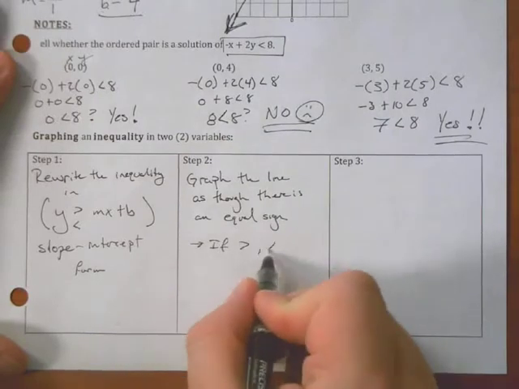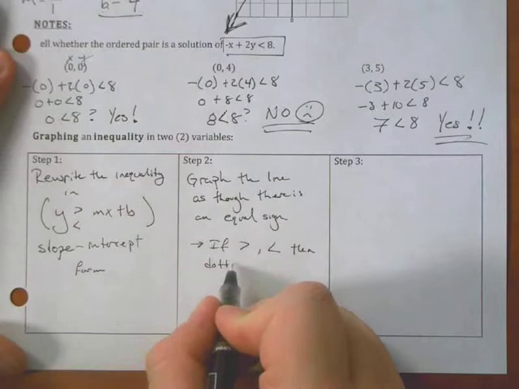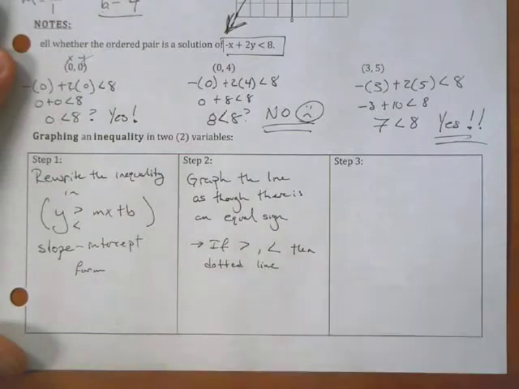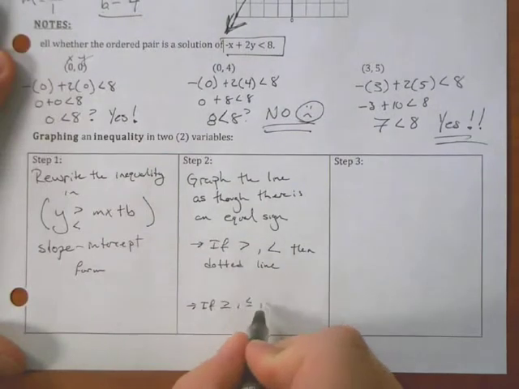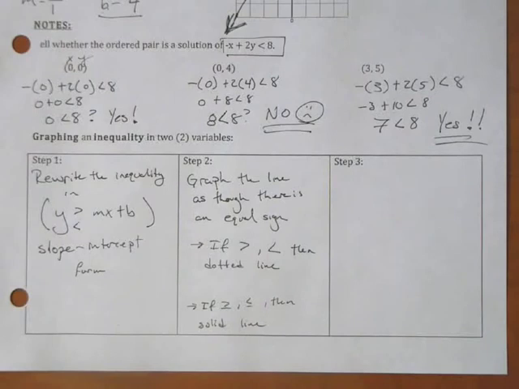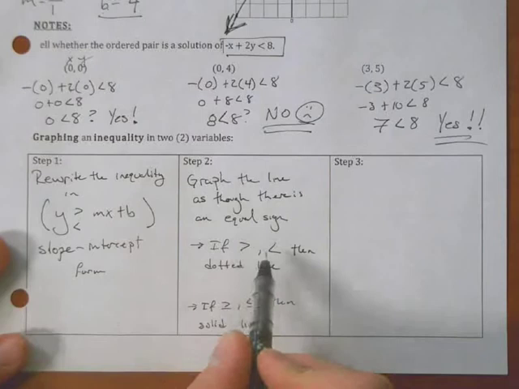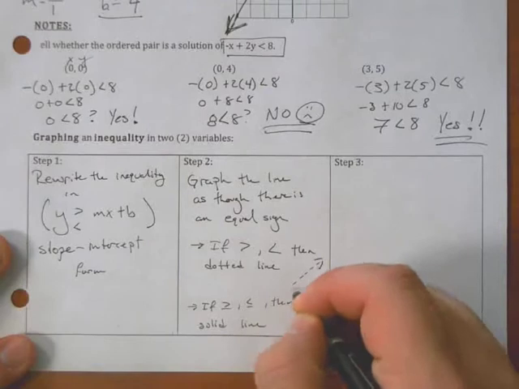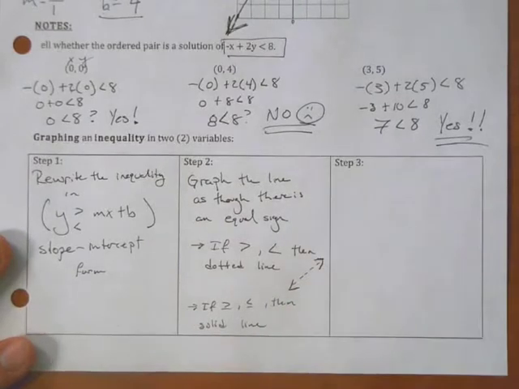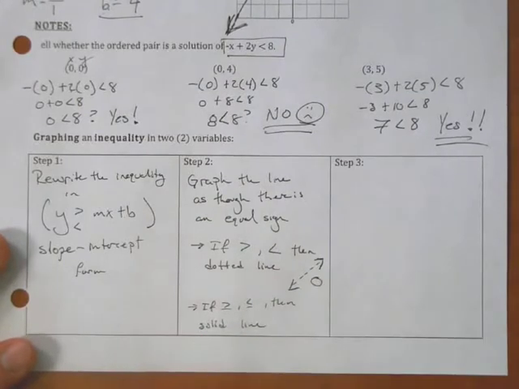If it's greater than or less than, then we'll use the dotted line. We're going to graph just like an equal sign, but there's one thing we're going to look out for. If you would have had an open circle on your number line, then we're going to translate that into a dotted line when we graph. So your line will be like a dashed line. Whenever you would have had an open circle on a number line, you'll have a dotted line when we graph our lines.